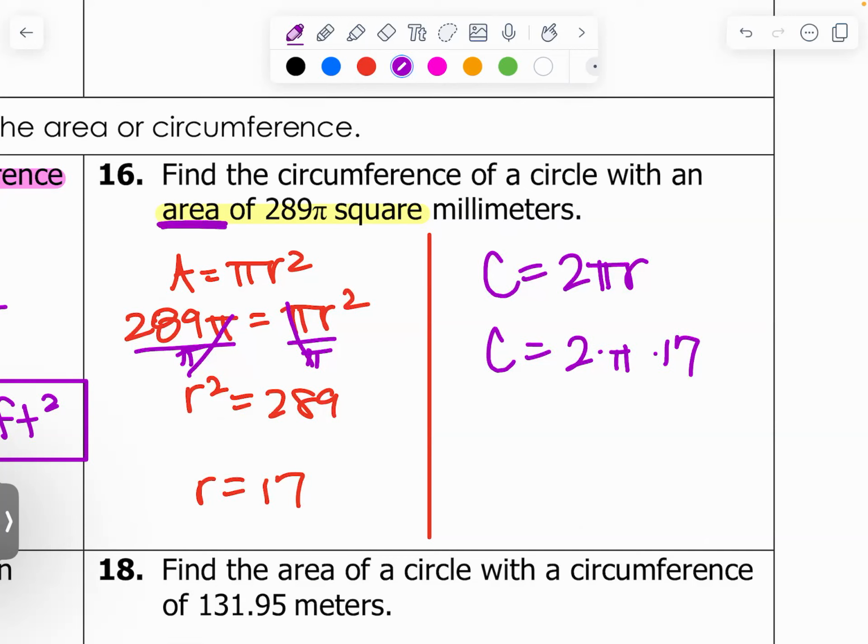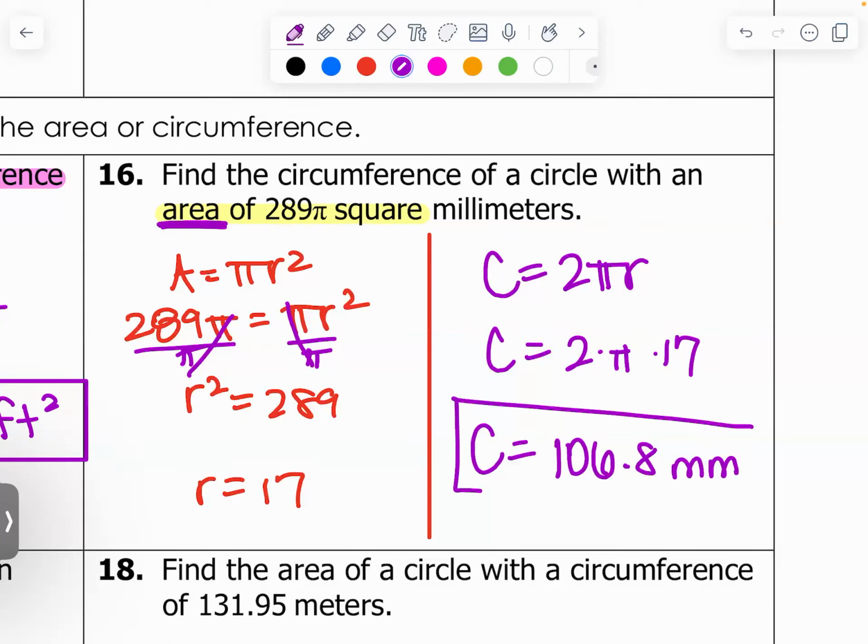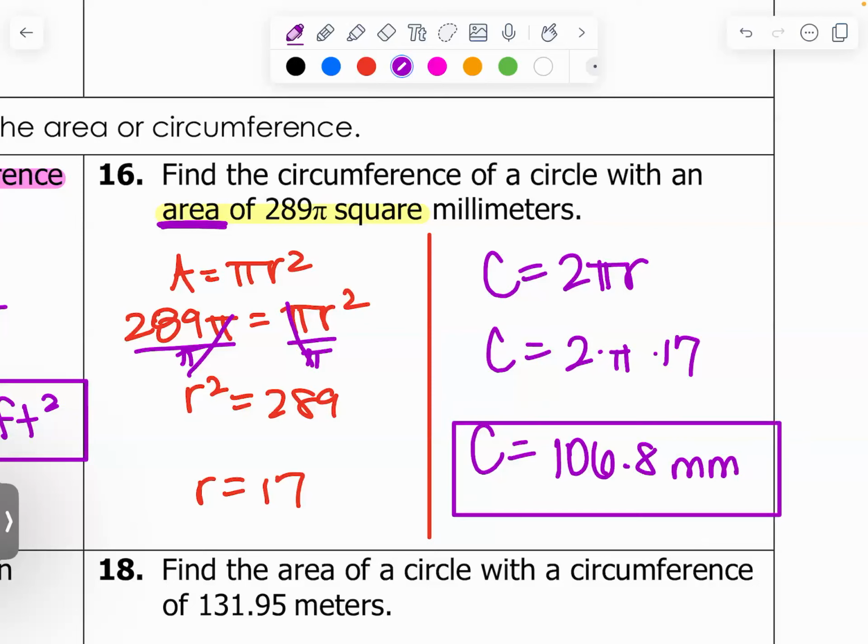So now we'll use the radius to find the circumference. 2 times pi times 17 gives us... Braden, can I get confirmation? 106.8. Okay, what's our label? Millimeters, circumference, no squared with it. So circumference is not squared and area is squared.